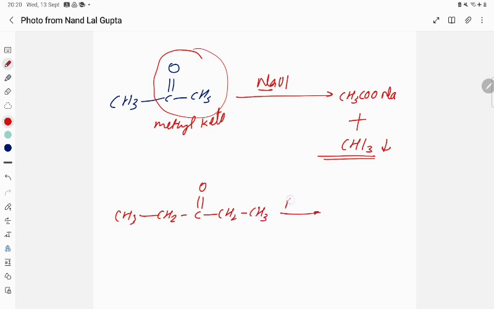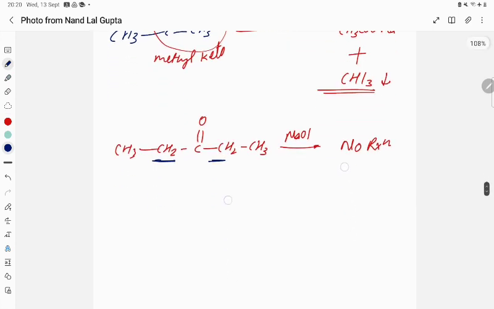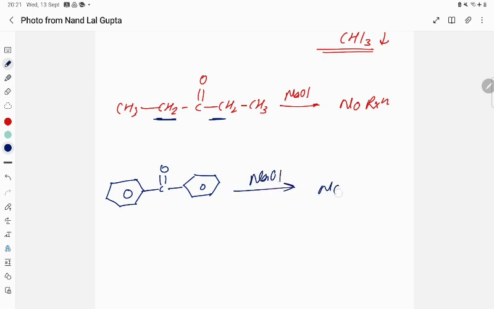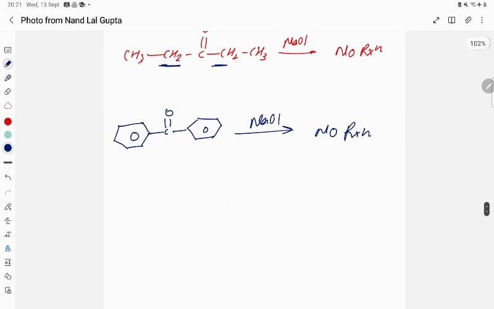If you are treating with NaOI, it is not going to give a reaction. Why is it not giving the reaction? Where is the methyl keto group? There is no methyl keto group, so it will not give. One more compound, suppose I am taking this one, C double bond O, and here you can take this one, C double bond O. There is no methyl keto group now, so it is also not giving the reaction. So these are the many examples.